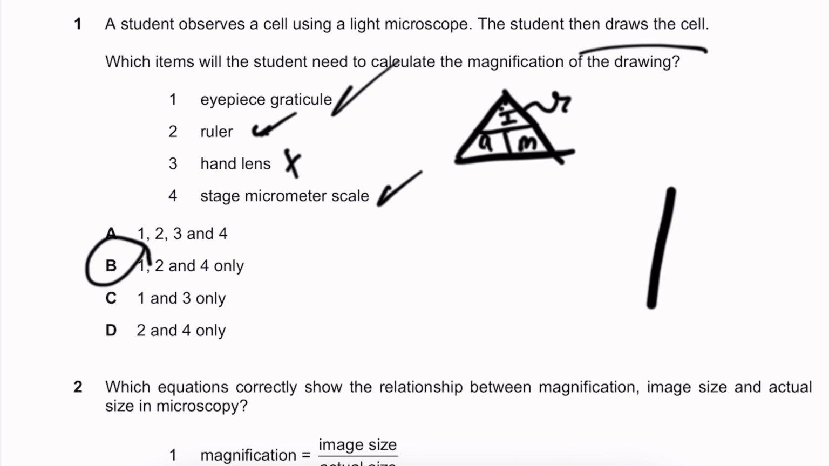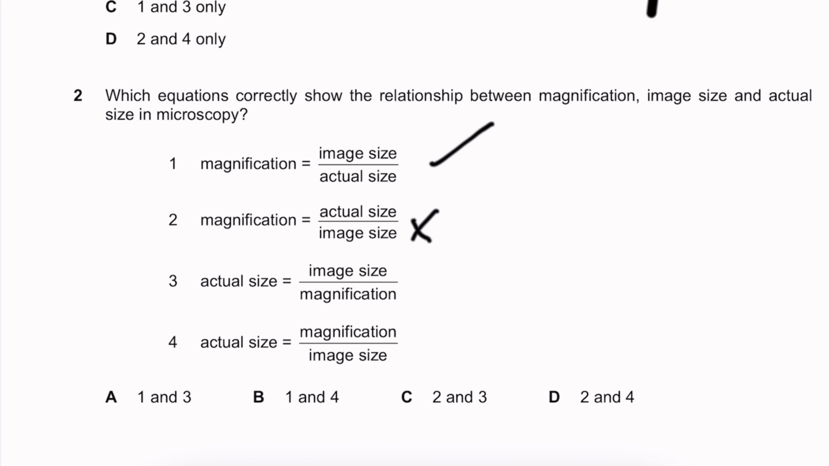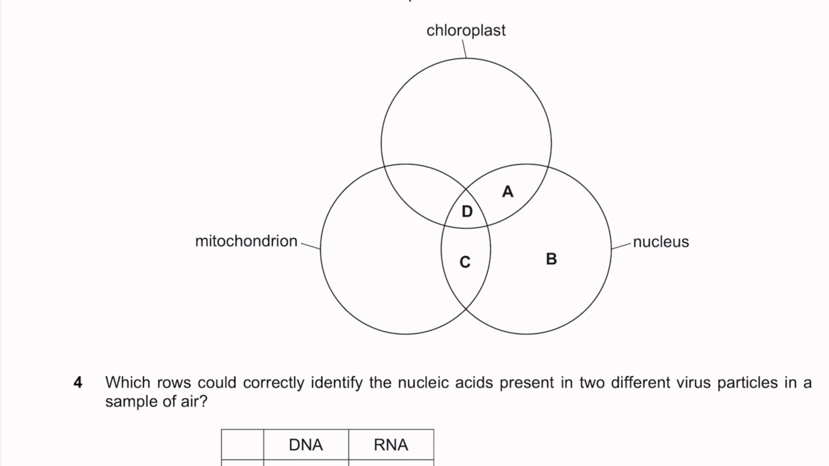Number 2. Which equations correctly show the relationships between magnification, image size, and actual size in microscopy? We already established that magnification is image size or image length over actual length, and so this is correct. Okay, let's look at the other formulas. This is wrong. Actual size equals image size over magnification. Actually, actual size does equal image length over magnification. That's again based on a triangle where I is above M, and that equals A. Actual size, however, does not equal magnification over image size, and so the answer is 1 and 3 only, which is A.